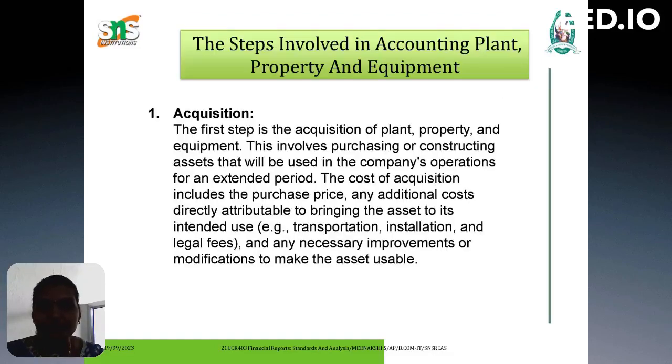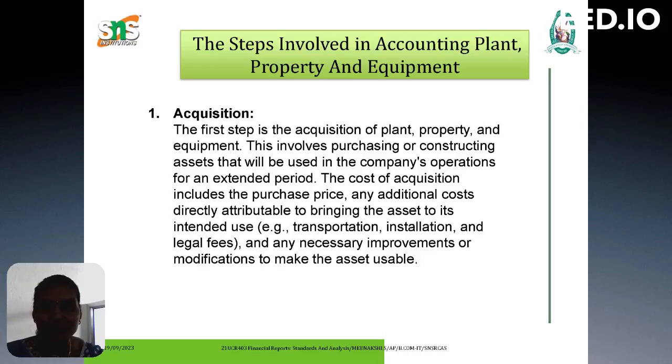The steps involved in accounting for property, plant, and equipment. The first step is acquisition. In this step, the acquisition of plant, property, and equipment involves purchasing or constructing assets that will be used in the company's operation for an extended period. The cost of acquisition includes the purchase price and any additional cost of bringing the assets to intended use.